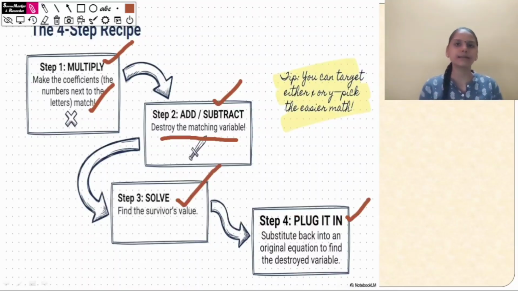The last step is: if you get x, substitute it in the equation and solve for y. If you got y, then substitute and solve for x. Understanding? These are the steps you're going to follow. You can target either x or y, pick the easier one. You can go with x or y, whichever you feel is easy. So these are the steps you should follow.